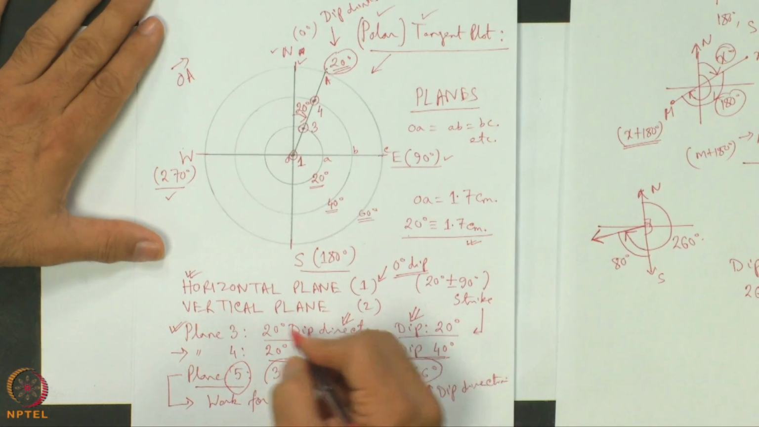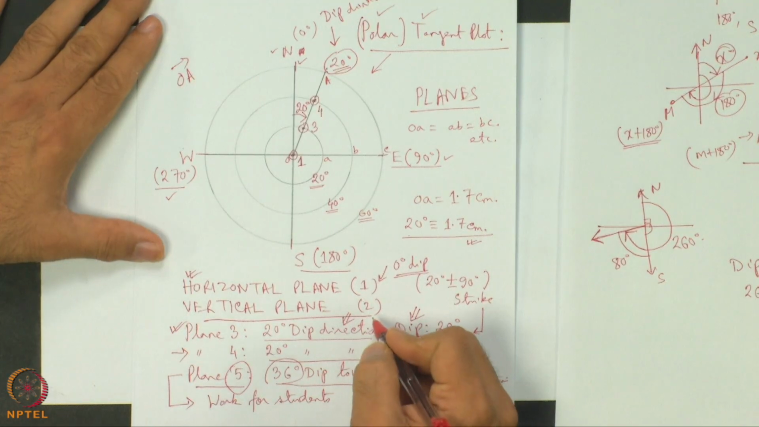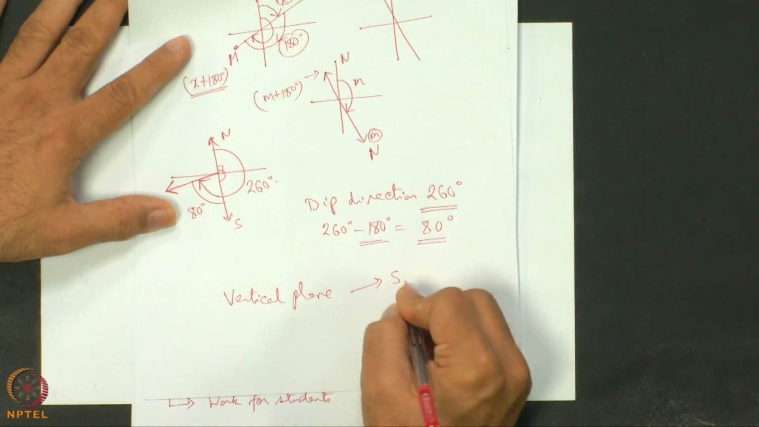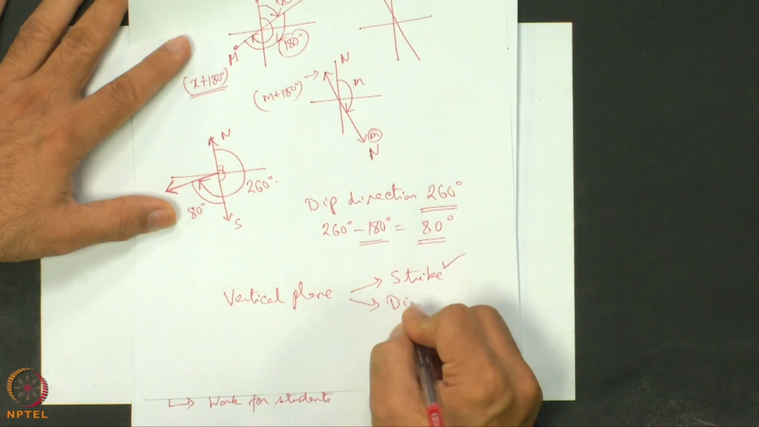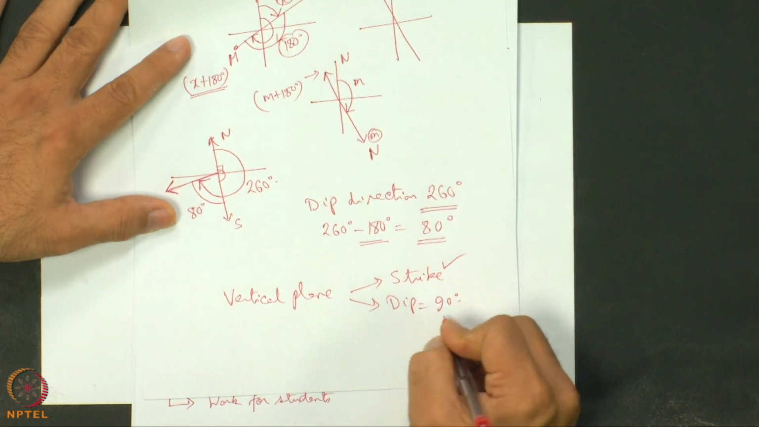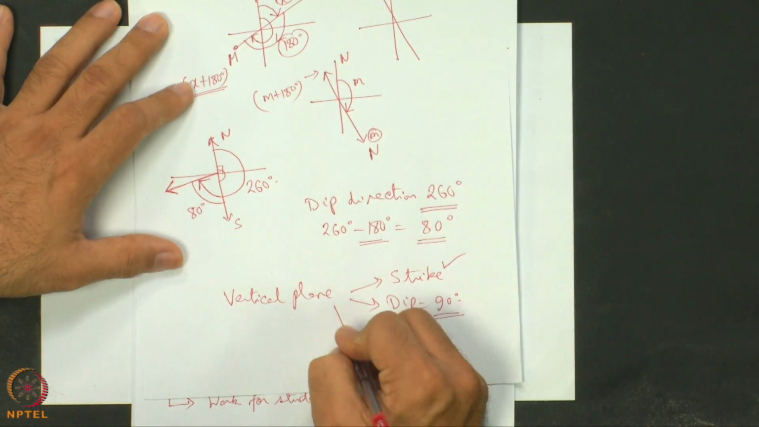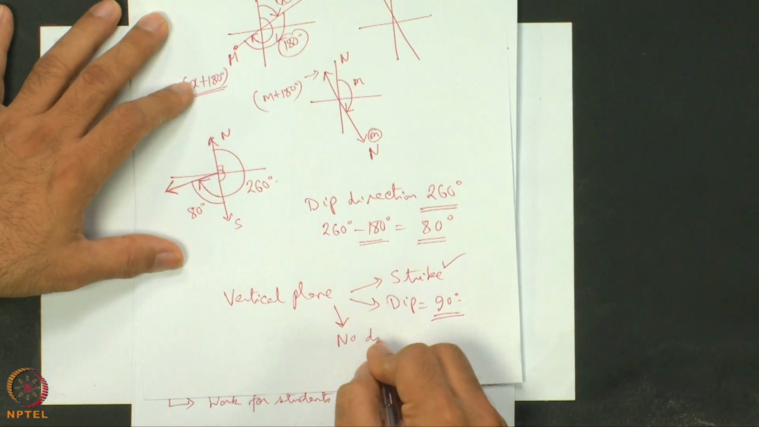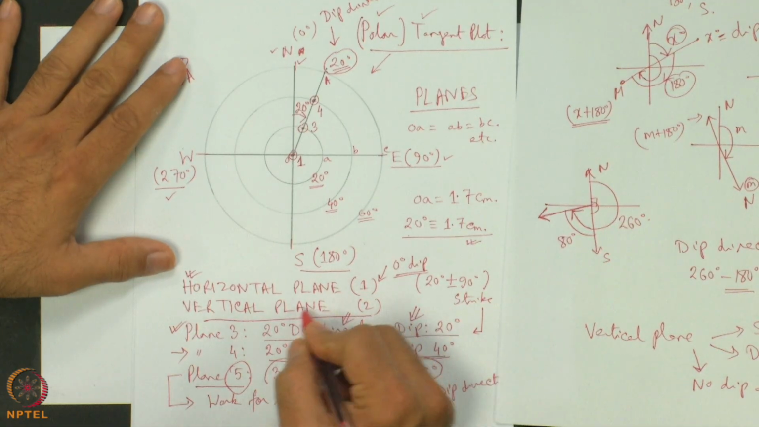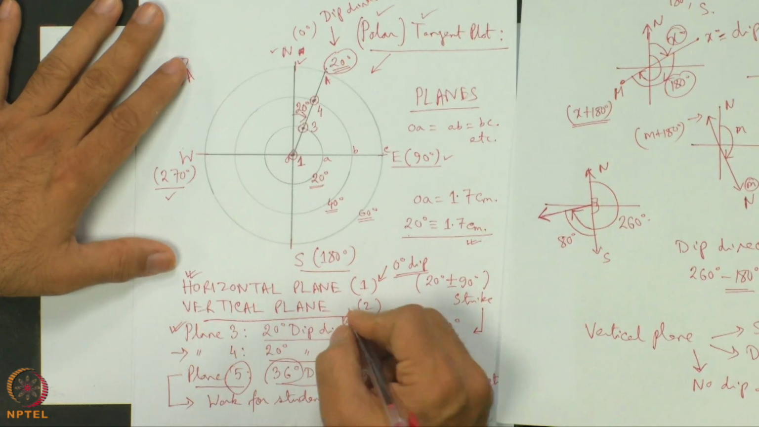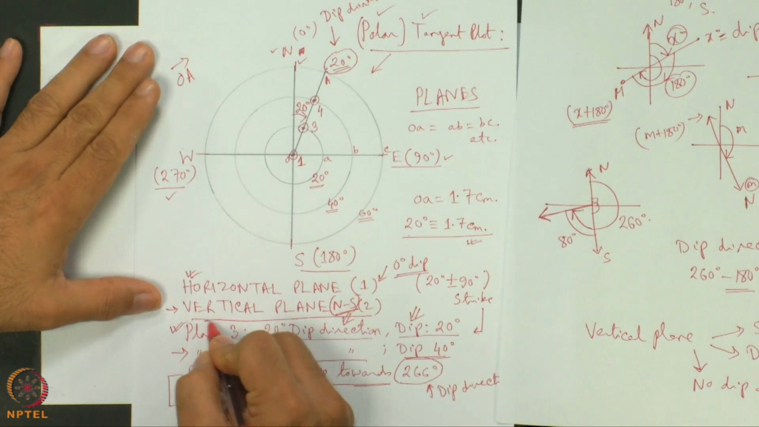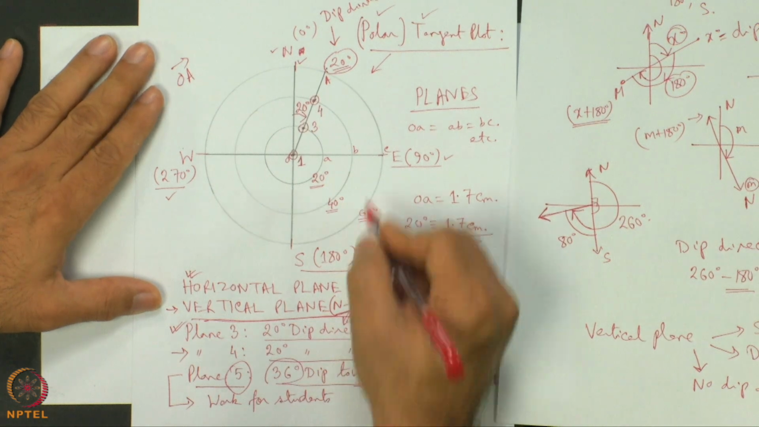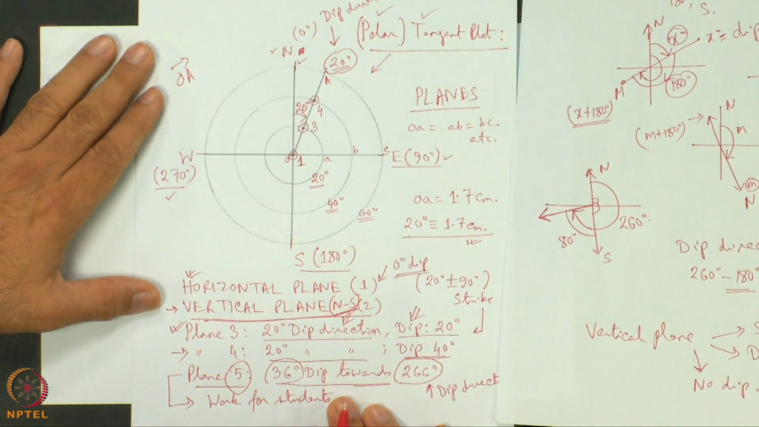How to plot a vertical plane? A vertical plane has a strike, its dip is 90 degrees. Since it is vertical, it has no dip direction. Let us add a strike of this vertical plane north south. Now I am asking students, is it possible to draw a vertical plane with north south strike in the polar tangent plot? Think about it.